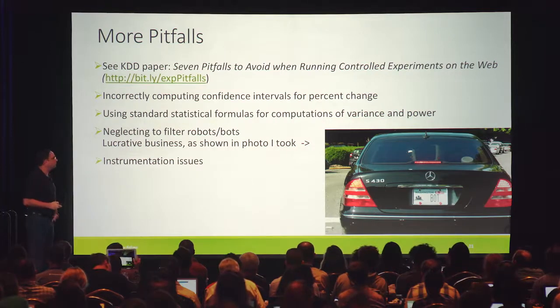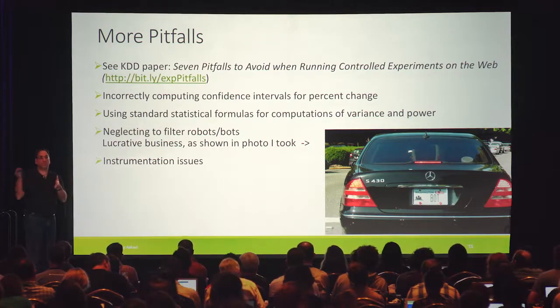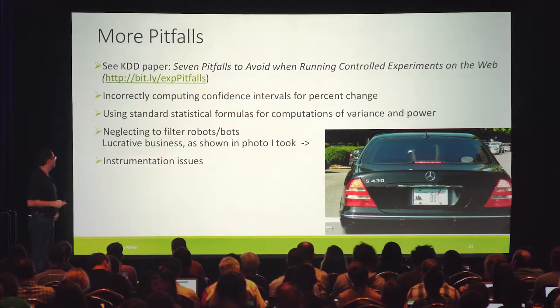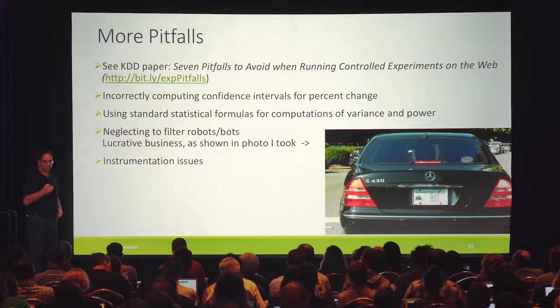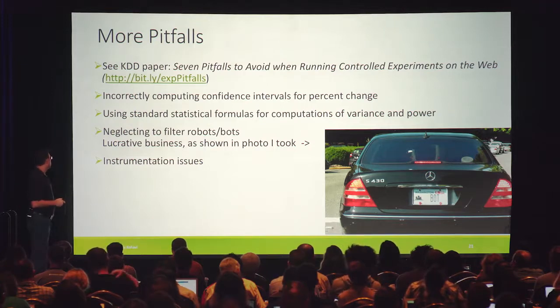Okay, other pitfalls. There's a paper with a few more pitfalls that I did not get to here. But confidence intervals: everybody wants to see percent change. Turns out you can't just take the absolute change and normalize it. You have to use a little more complex formula called Fieller's formula. You have to be careful with the computation of variance when you have metrics that are per experiment. Read more in the detail.